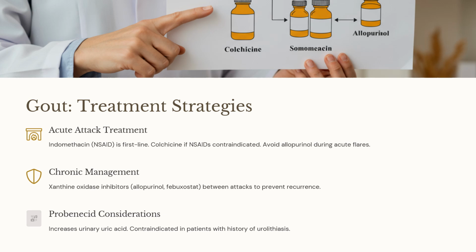But probenecid should not be given to patients with a history of urolithiasis because the drug is uricosuric, causing increased excretion of uric acid within the renal tubules. Because the drug per se inhibits the reabsorption of uric acid, it is uricosuric and it will cause urolithiasis. So in that case it should not be given.